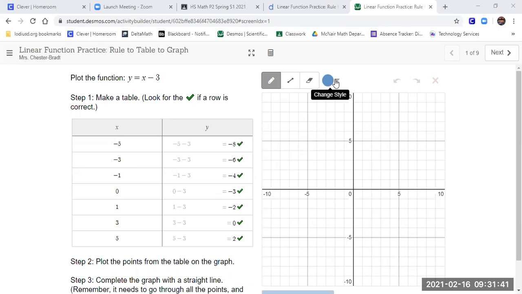Okay, so now we're going to plot the points. We're on part 2. Plot the points from the table on the graph. Now remember, the x is the one that goes left and right. The y is the one that goes up and down. So this says -5, which means I go left from the center, right? And -8 means I go down from that point. And I put the dot.